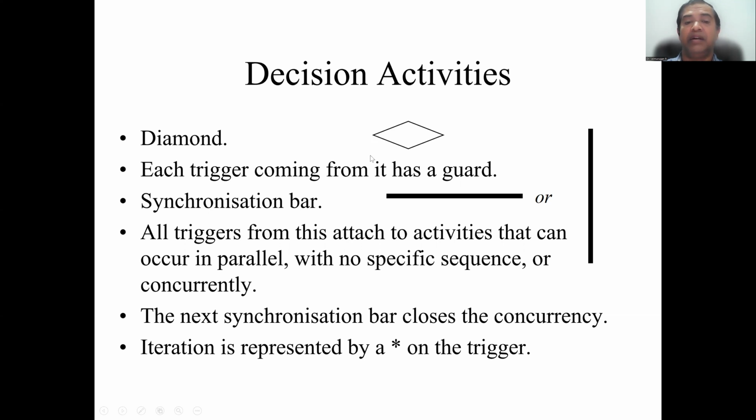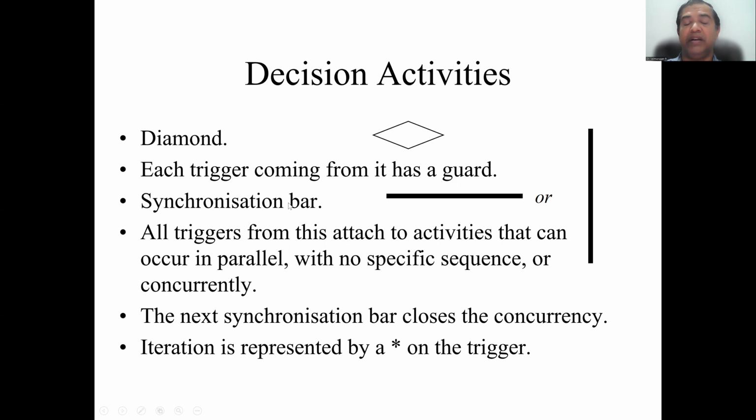Here each trigger comes out from it as a guard. A guard is a factor which ensures that that set of events is going to be completely undertaken. So that is the guard factor over here.